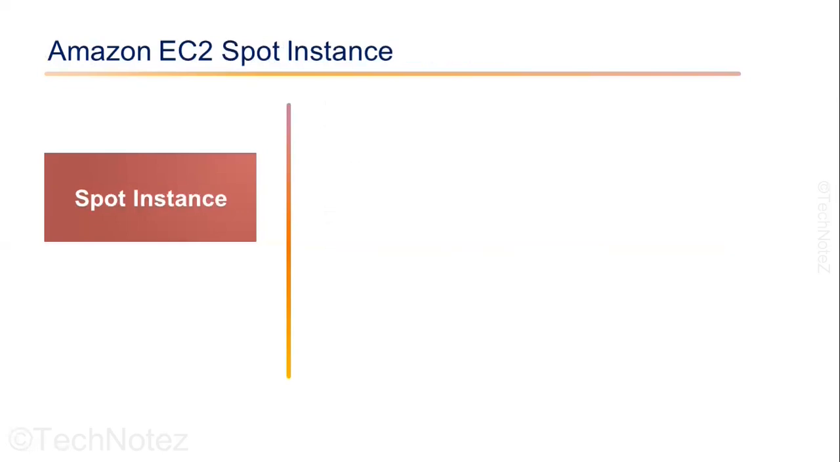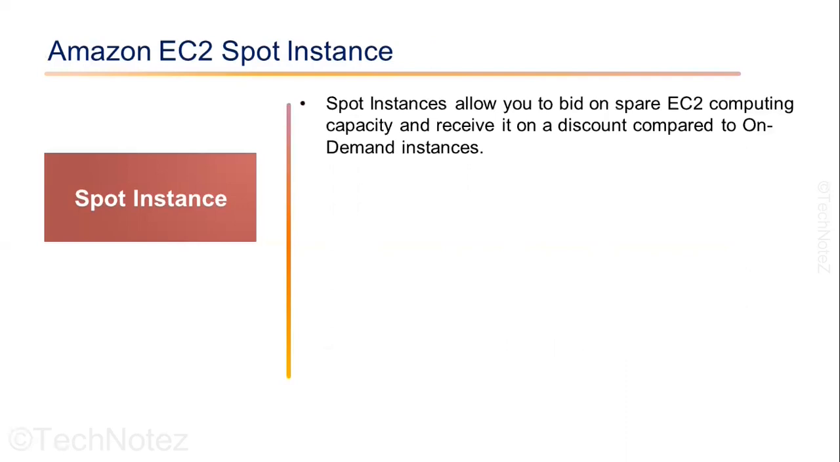Next, let's talk about the AWS Spot instances. AWS has a huge infrastructure with a large pool of computing resources, and not all of them are being used at the same time. AWS wants to increase the utilization of their existing and unused computing infrastructure by providing the instances at lower prices to its customers. AWS Spot instances allow you to bid on spare Amazon EC2 computing capacity and receive it at a discounted price compared to the on-demand prices.